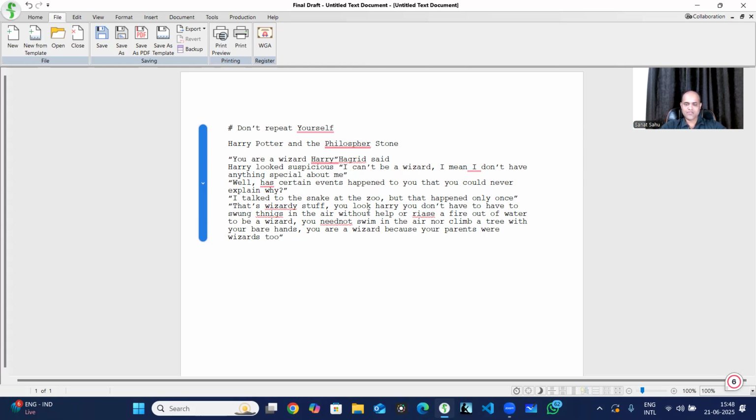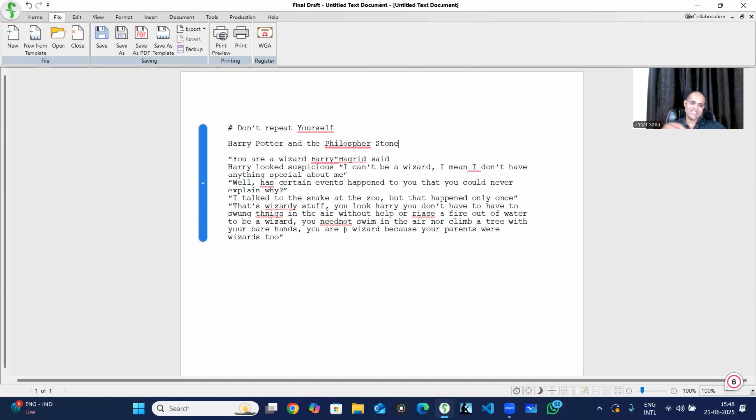But here, the writer is trying to explain to the reader how Hagrid can convince Harry that he's a wizard. That can be done in a couple of sentences, in a paragraph, or in a complete chapter. But how will you minimize it so that the reader is also convinced, and here in this case Harry is also convinced?